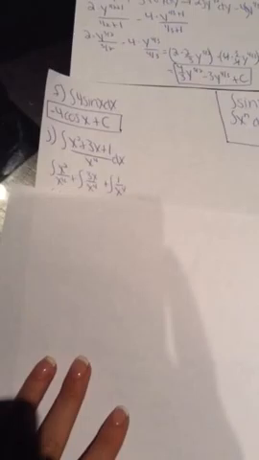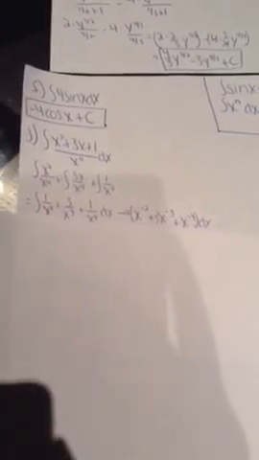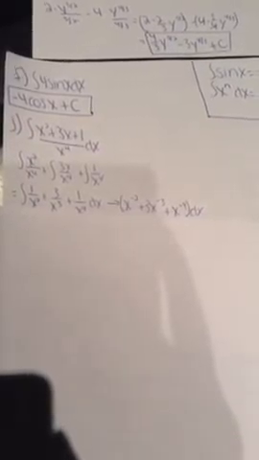Our next problem is x squared plus 3x plus 1 over x to the 4th, all times dx. Our first step is we're going to split them into separate integrals. We'll have the integral of x squared over x to the 4th plus the integral of 3x over x to the 4th plus the integral of 1 over x to the 4th. Next, we're going to simplify those fractions. We're going to have the integral of 1 over x squared plus 3 over x cubed plus 1 over x to the 4th, all of that times dx.